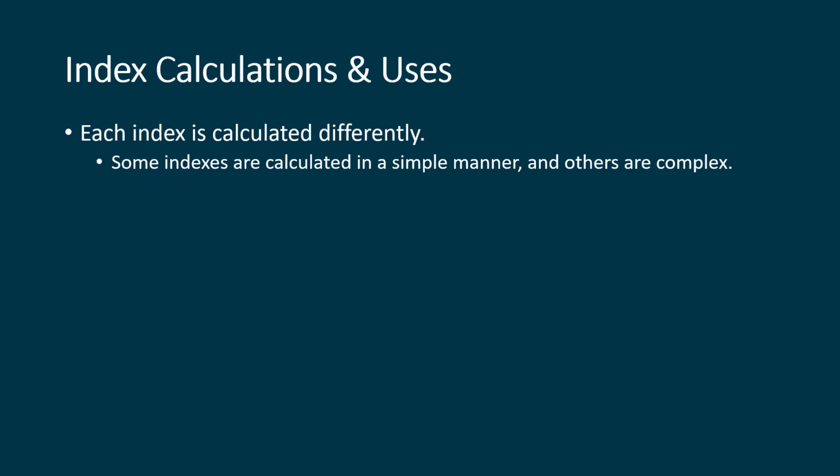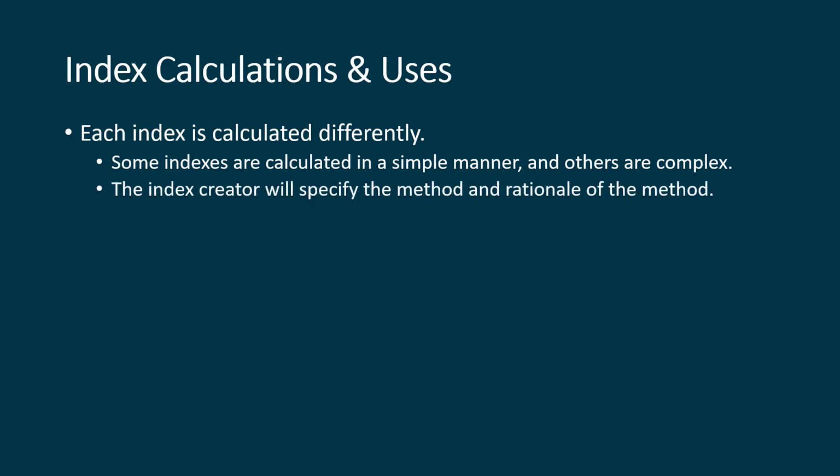I'm not going to get into all the intricacies of how these things are actually calculated. I just want to know if it's popular, I'm going to look at it. If it's not popular, I'll look at it sometimes or maybe even ignore it altogether. The index creator will specify the method and their rationale for using that particular method. They have their reasons. They put those reasons into how the index is calculated.